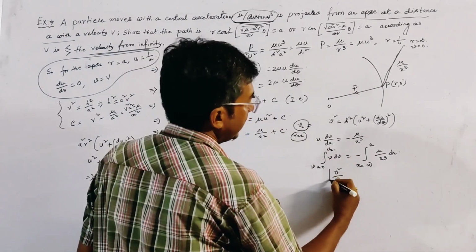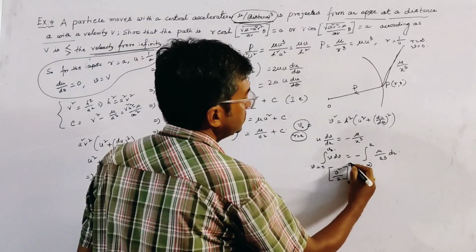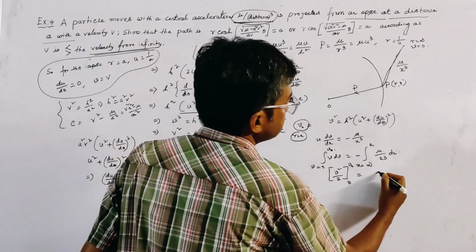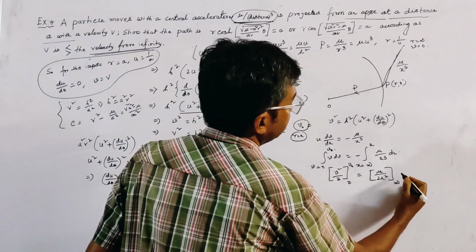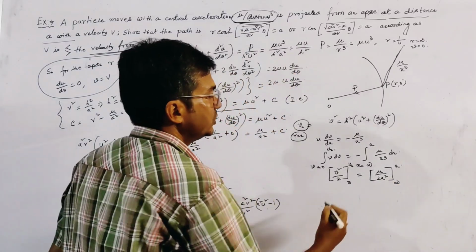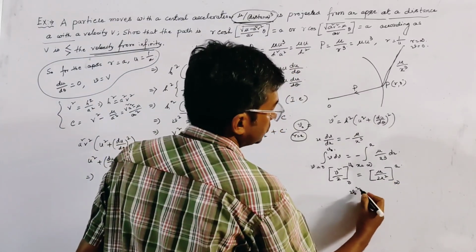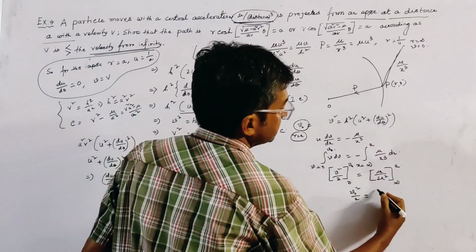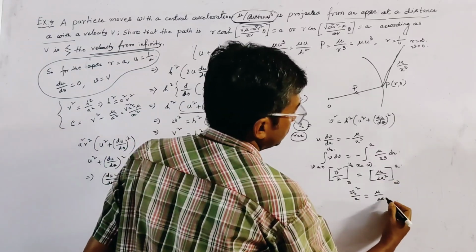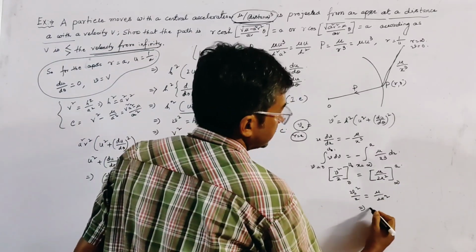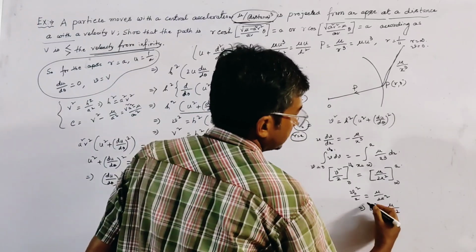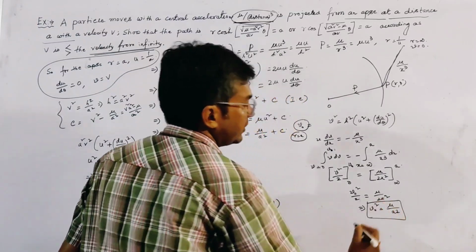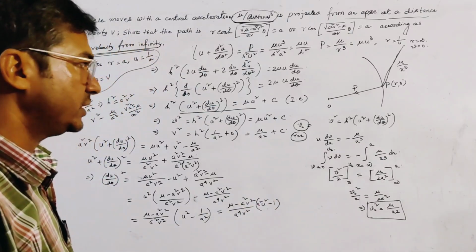Square by 2, and the range is 0 to v0, and the right side is mu by 2x square, the range is infinity to a, right? So this is v0 square by 2, and this is mu by 2a square. So we get v0 square equal to mu by a square. Okay, this relation gives the velocity from infinity.